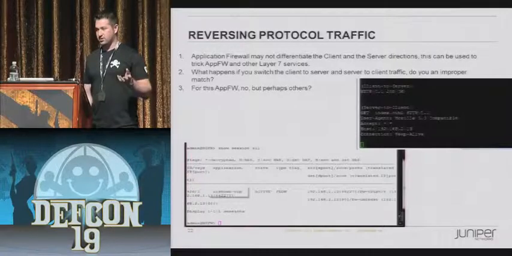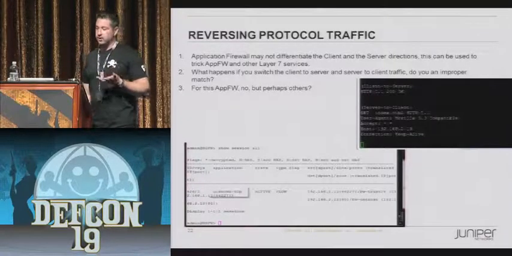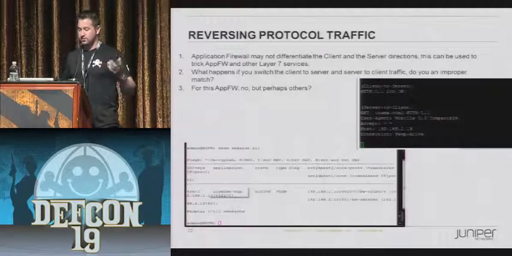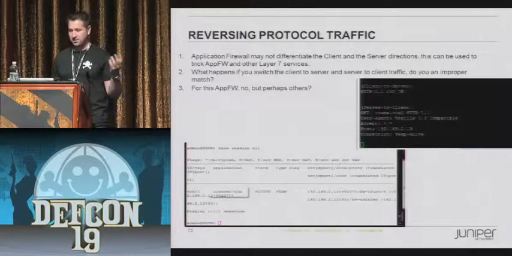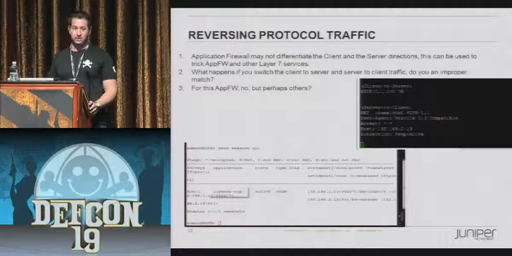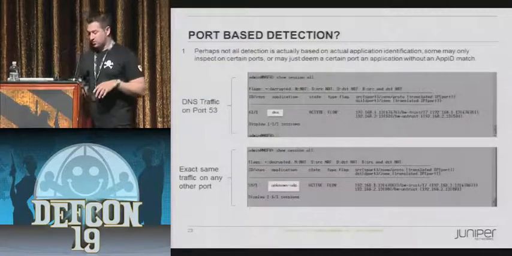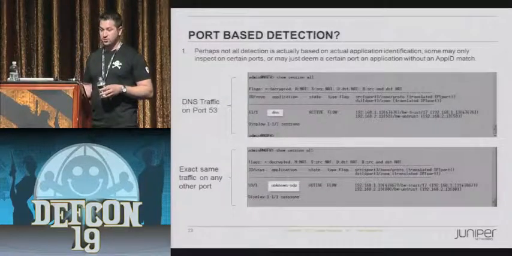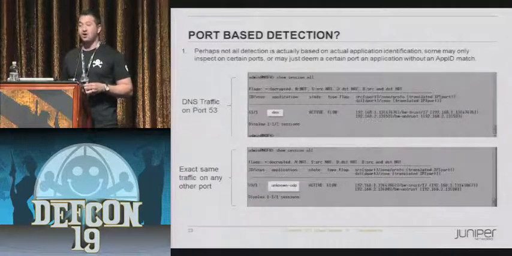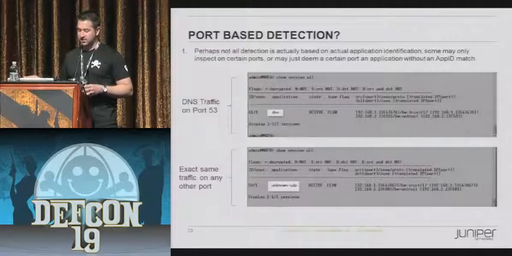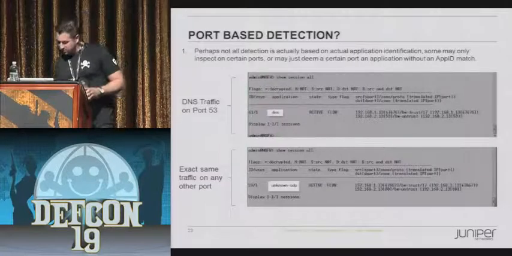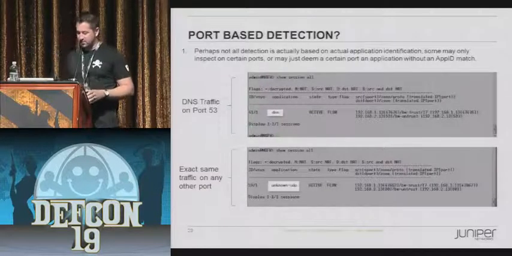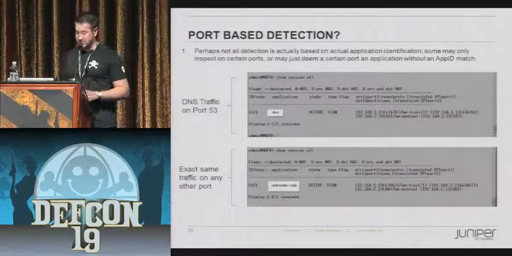Again, that's something I saw, especially on some earlier routing code. They really weren't checking the directions properly. They were just looking in one direction or the other, but the patterns weren't differentiated. In some cases, I certainly noticed some port-based detection being used. So you could send the exact same pattern over a different port, and it would not be detected. In this case, I sent DNS over port 80 or something, versus port 53. It was the exact same traffic, but it was detected as unknown.